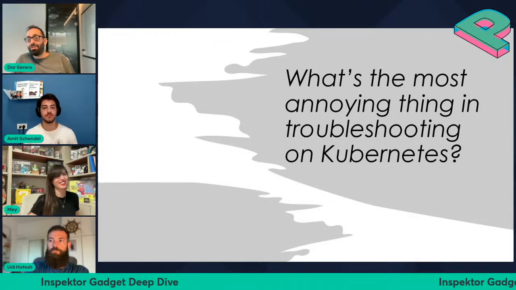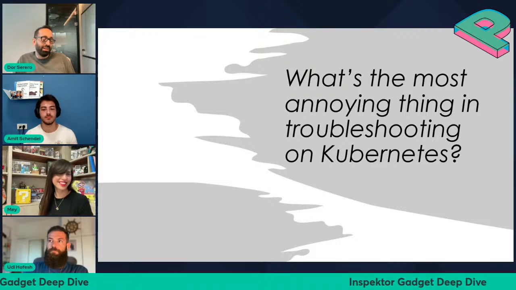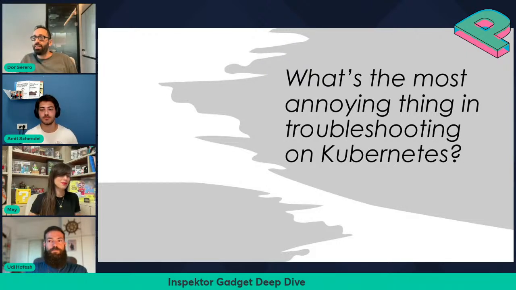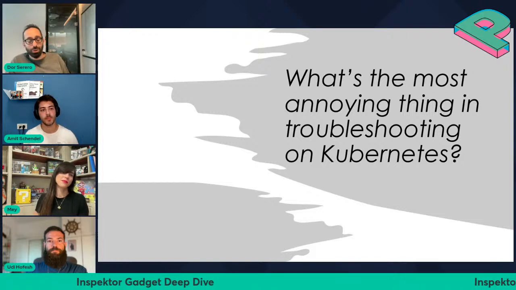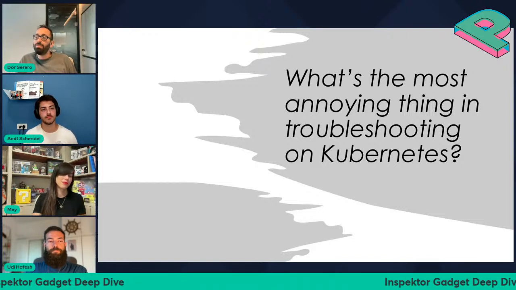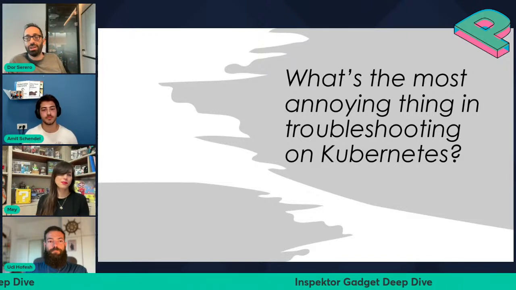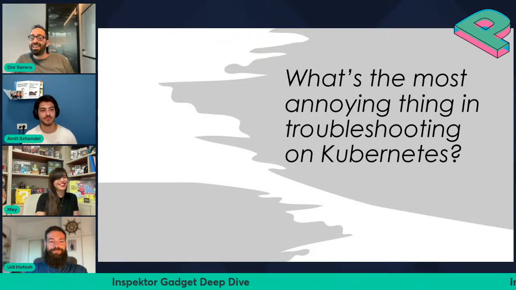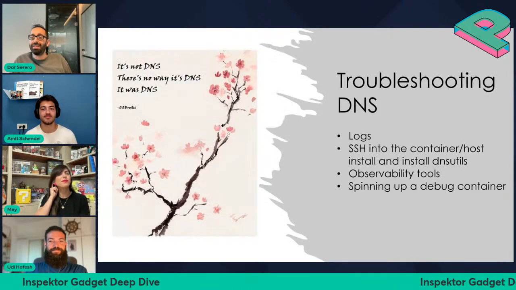And as I told you before, Inspektor Gadget started as a debugging, as an observability kind of project. And I have a question for the folks here at home. What's the most annoying thing about troubleshooting on Kubernetes? So for me, it's troubleshooting DNS. I think that's a very common scenario, right?